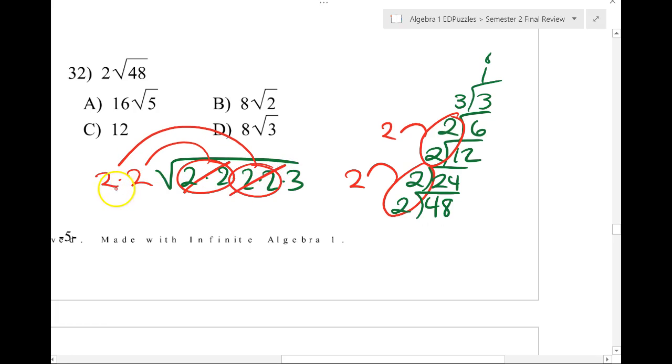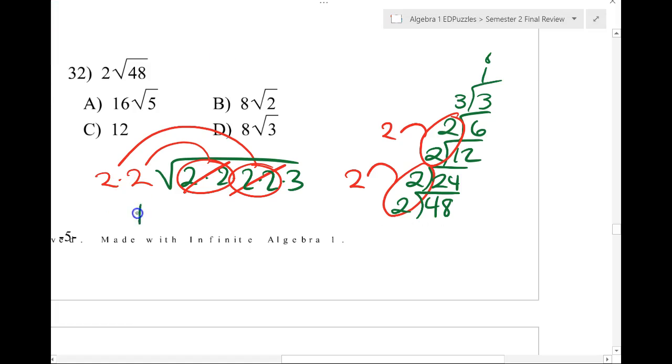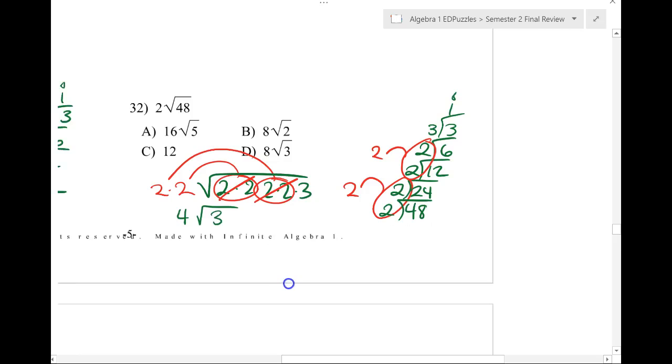And when they come out, you don't add them, you multiply them. Now in this case, whether you add 2 and 2 or multiply 2 and 2, you get the same thing. But just remember, you multiply the numbers that come out. Okay, so now 2 times 2 is 4. And then what you have left over is this 3 on the inside.